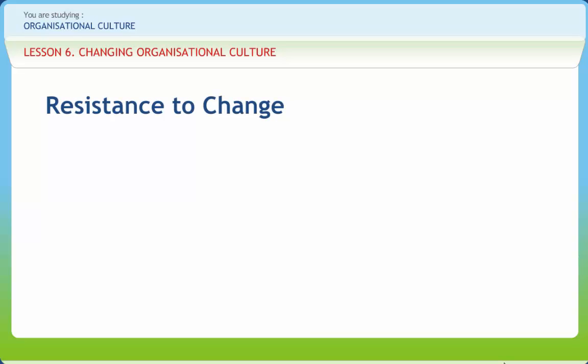As stated earlier also, change is not easy to implement. It faces a lot of resistance. People often resist change in a rational response based on self-interest. The sources of resistance to change can be categorized into two sources: individual and organizational. We will discuss the individual sources first.